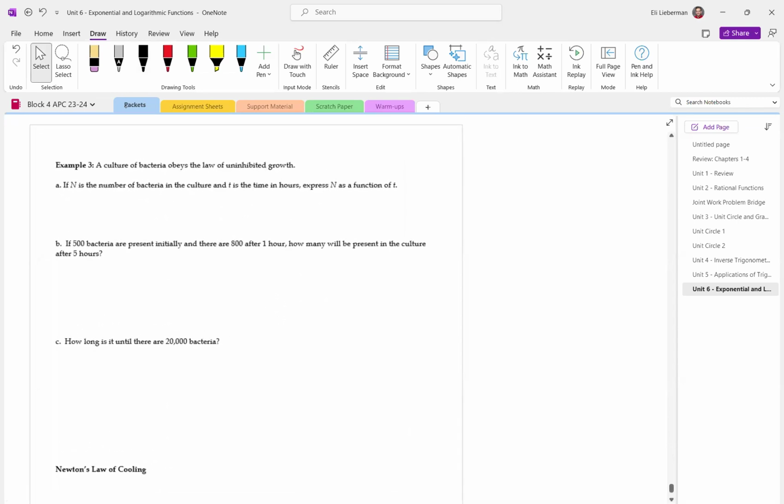Moving on. A culture of bacteria obeys the law of uninhibited growth. If N is the number of bacteria in the culture and t is the time spent in hours, express N as a function of t. It doesn't give us an equation here. How are we supposed to do this? I'll give you a chance to do it and check with your neighbor. Make sure they got the same equation you did for A.